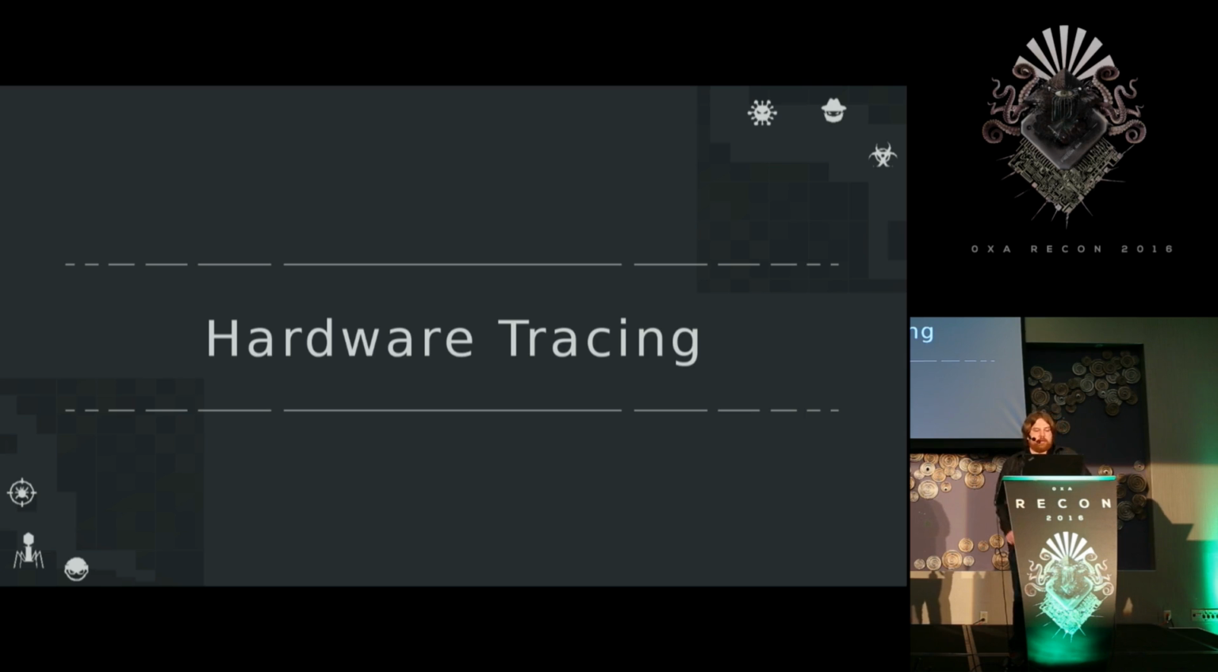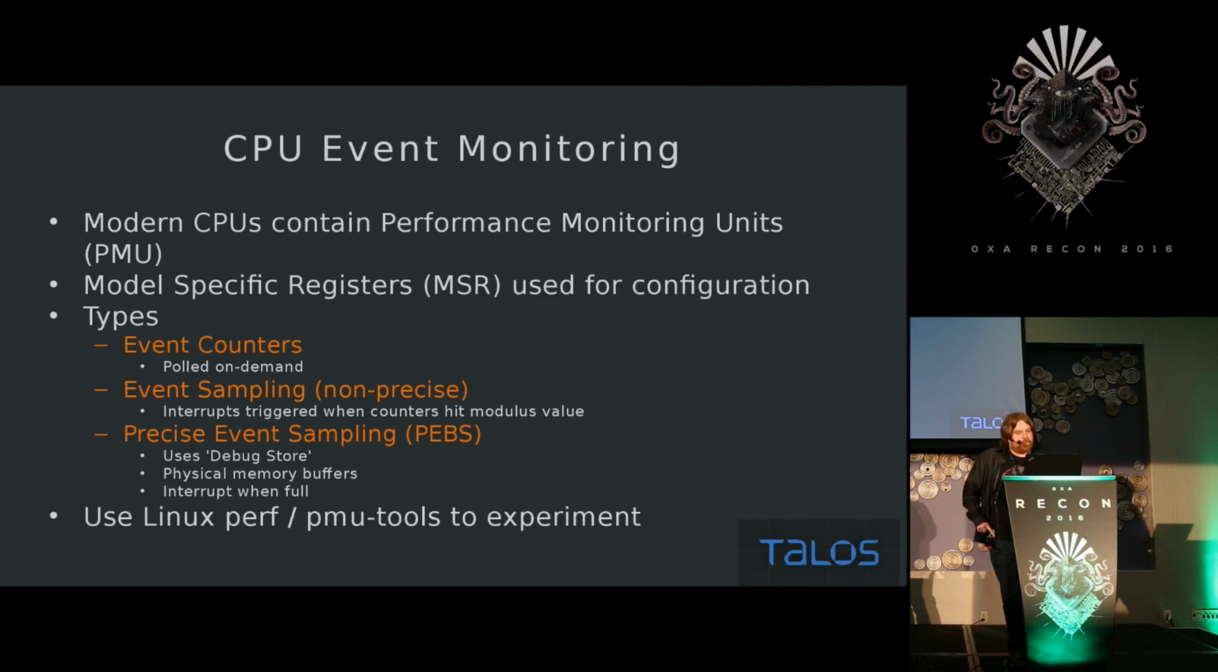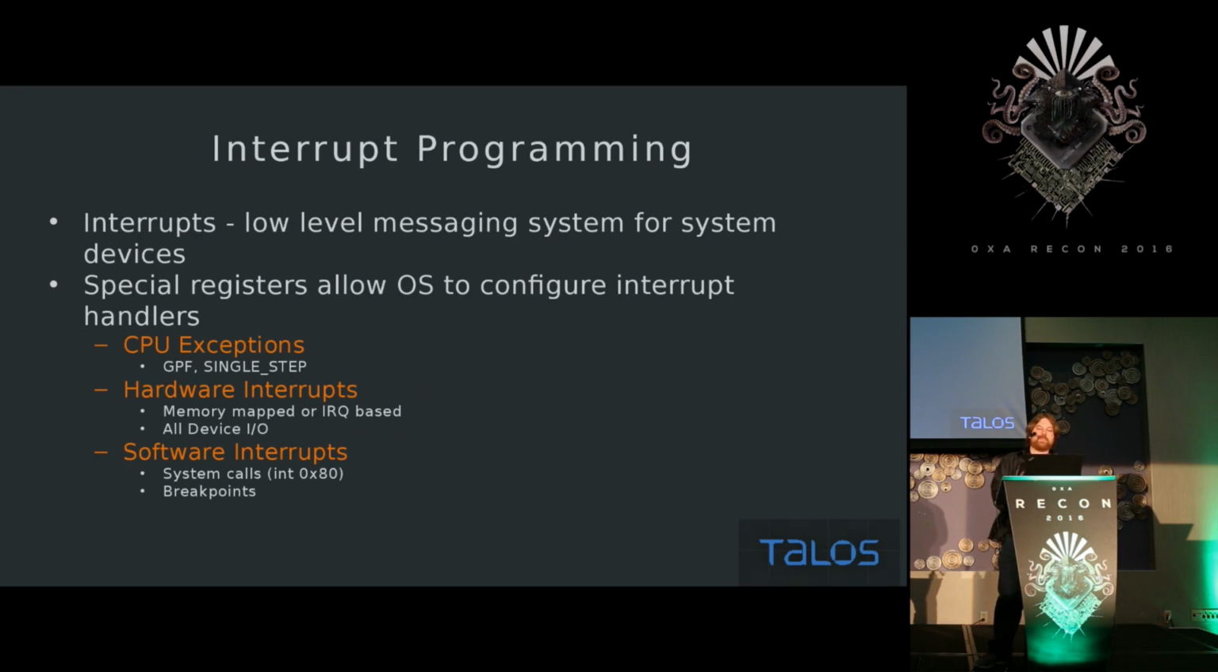So let's get into the hardware tracing section. I don't know how I'm doing on time. Okay. So essentially, CPUs come with hardware tracing. They have a performance monitoring unit. It exposes things like counters and sampling and things like that. There's a guy at Intel that wrote this PMU tools toolkit. It's cool to experiment with. I'll just leave that to the user because I'd like to get to some of the more important stuff.